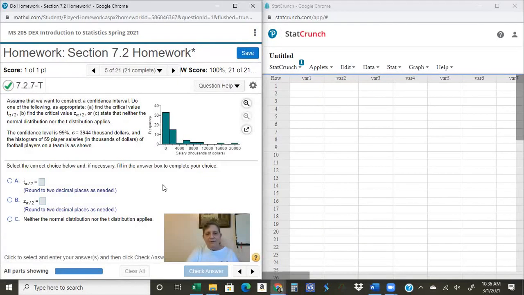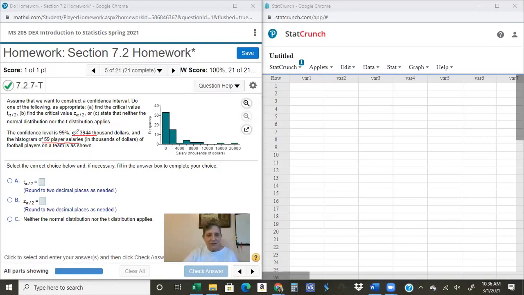Now let's look at this problem. They have graphed the data for us. This is not a normal distribution. Since it's not normal, what's the checkbox? The checkbox is that the sample size has to be larger than 30, and here we have 59 player salaries.